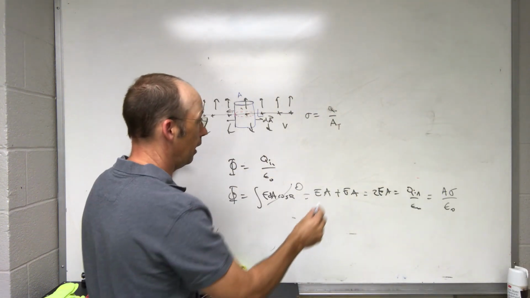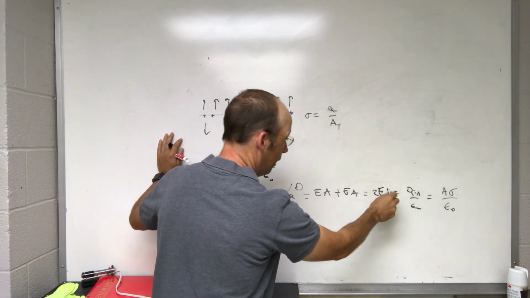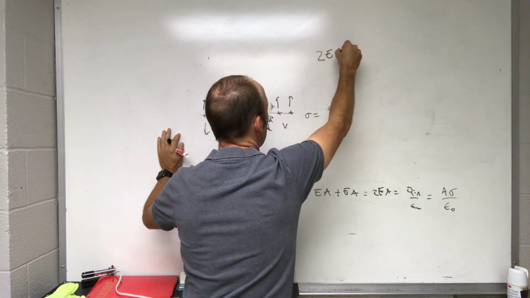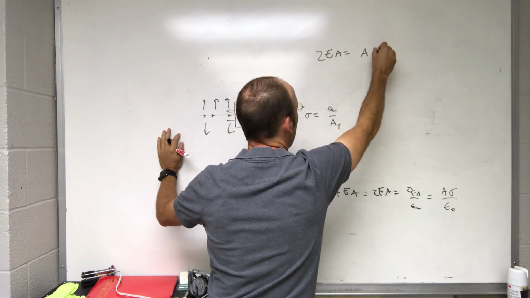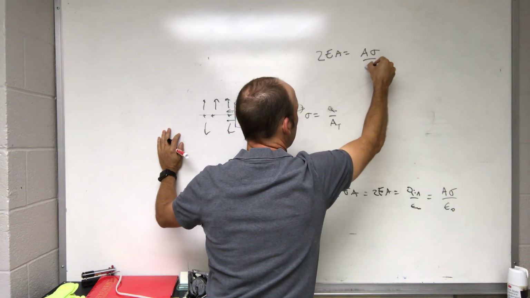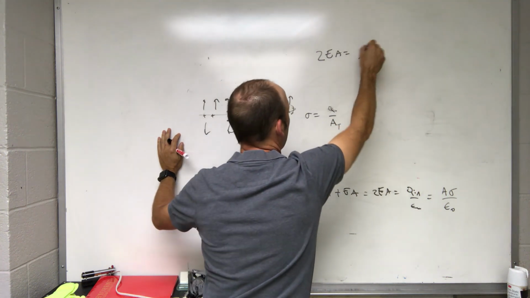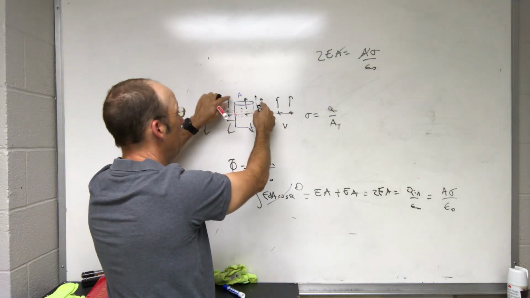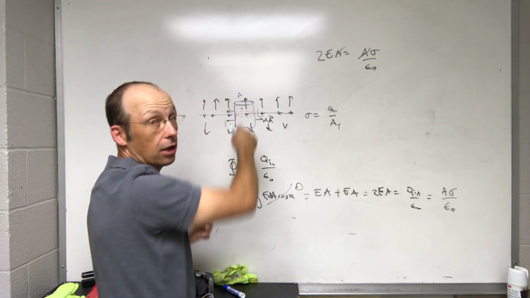So if I put this all together, the A's cancel. Let's write it up here. 2EA equals A sigma over epsilon naught. The A's cancel, which is good. It doesn't matter how big that pillbox is, because the bigger I make this, the more flux I have, but the more charge I have in there too.